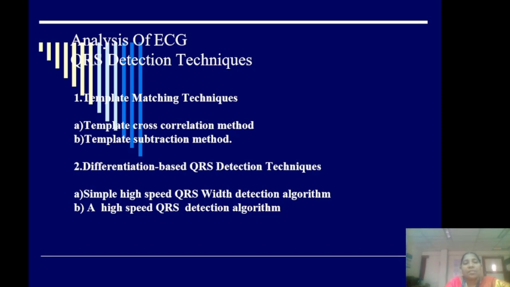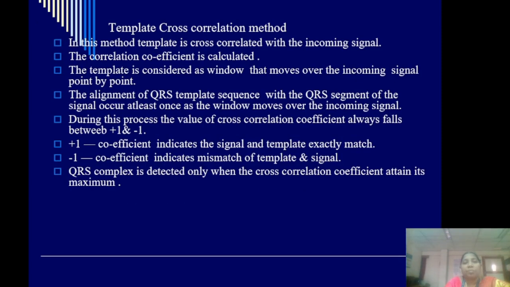So first let us study the template cross correlation method. Here our aim is to detect the QRS complex from the ECG signal. So we have to generate a template. The template will be like the shape of a QRS complex. We know the amplitude of the QRS complex and the time period. So with the time period and amplitude as an input, we have to develop a template for the QRS complex. After developing the template, we have to place the template over the ECG signal and then perform cross correlation.